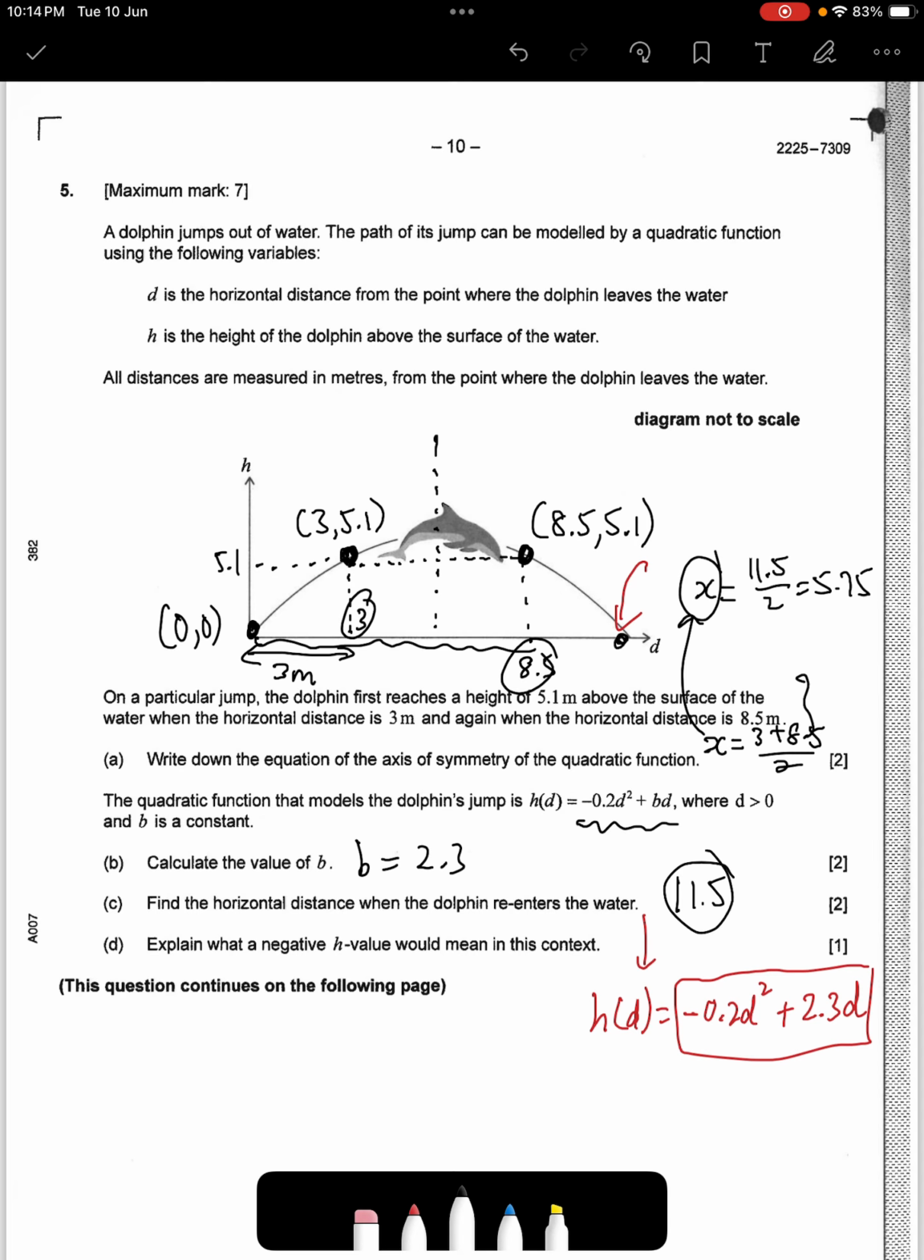It says explain what a negative h value would mean in this context. So h was defined as the height of the dolphin above the surface of the water. So if you have a negative value, it just means that the dolphin will be below the surface of the water. So that's pretty straightforward. The dolphin is below the surface of the water.